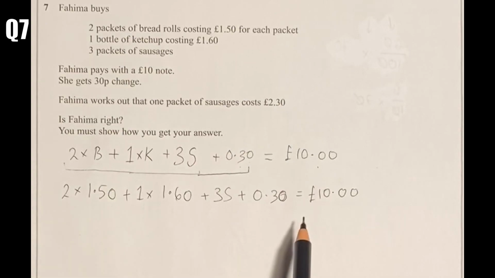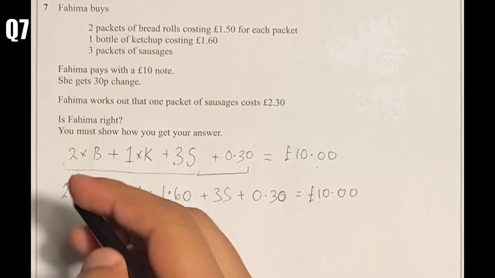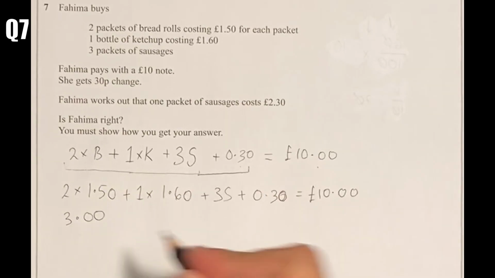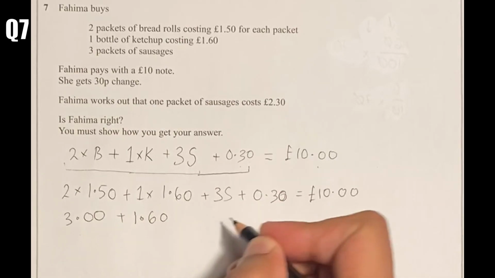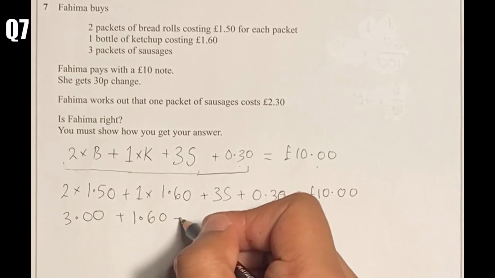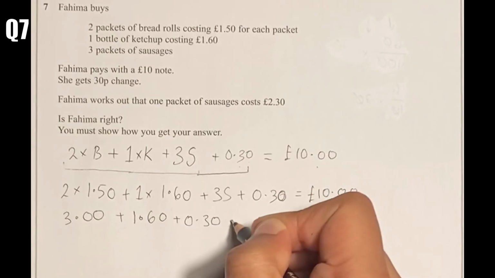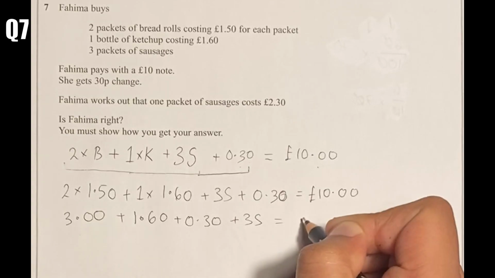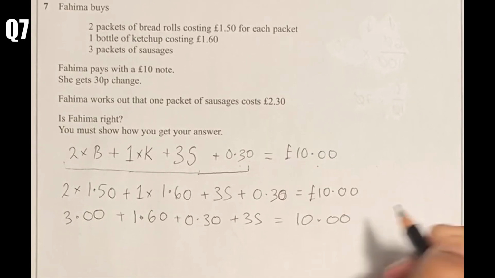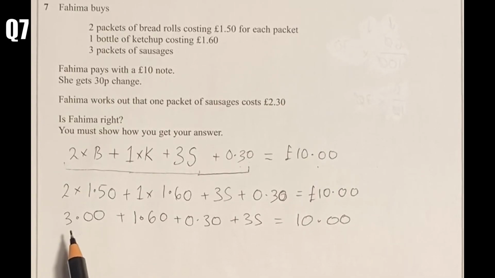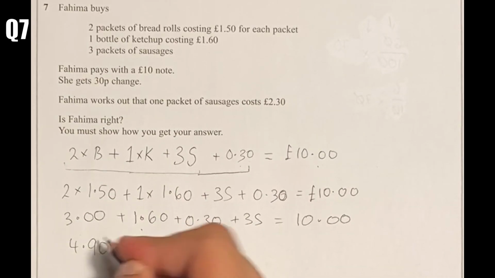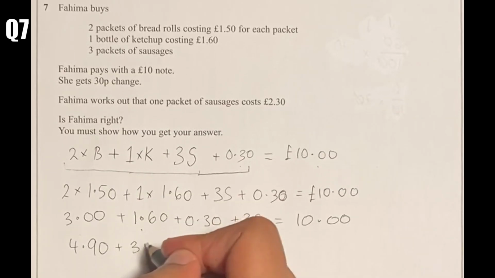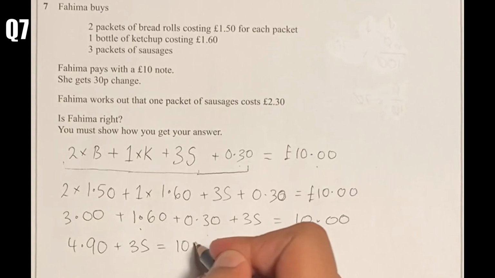Let me just simplify this left-hand side because it's getting very messy over here. So 2 times £1.50 is the same as £3 plus 1 times £1.60. No, I didn't have to write that, but I'm taking things very slow at the moment. I'm going to put the 30 pence next. And then I'm going to put the 3s right at the end just before our equals. And I'm going to get rid of the pound sign for now. Cool. So if we look at it carefully, we can just simplify this. £3 plus £1.60 is £4.60 plus 30 pence is £4.90 plus our 3s is equal to £10.